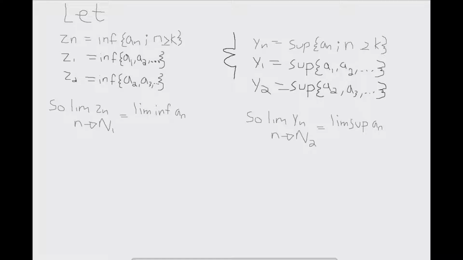Similarly, I'm going to create a sequence y_n, where y_n is equal to the supremum of a_n, where n is, again, greater than or equal to k. I also expanded that to allow you to conceptualize what's going on. The main point of this is that the limit of z_n as n approaches some number n1 is equal to the lim inf of a_n, and the limit of y_n as n approaches some n2 is equal to the lim sup of a_n.